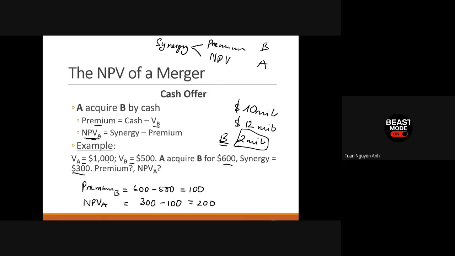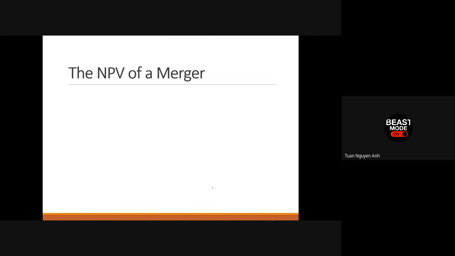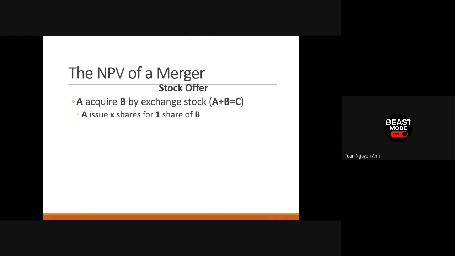So you can see that 300 of synergy will be shared between A and B: 100 for B and 200 for A. If we use the cash offer, it is easy to understand. But here we go to the stock offer.